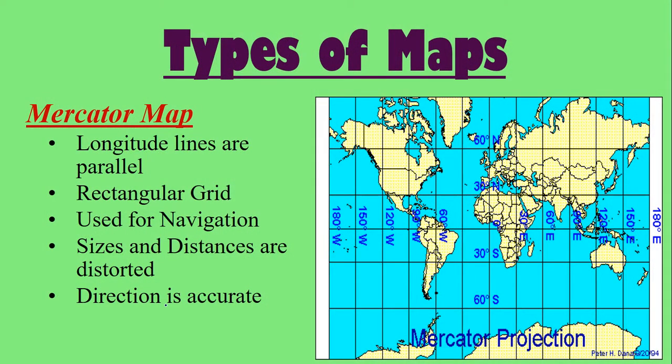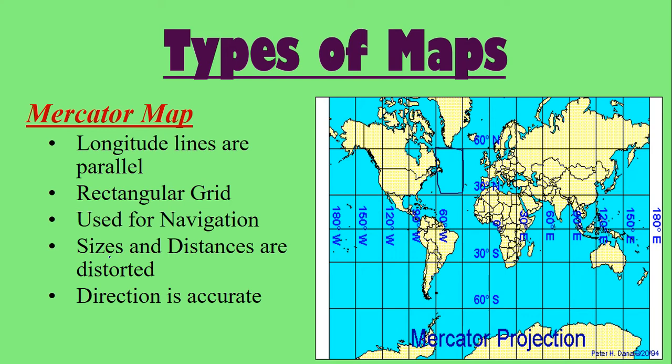There are many different types of maps out there. You have the Mercator Map, which, instead of having the curved longitude lines like you would see on a globe, makes them all parallel with each other, and it makes these rectangular grids. You can see those rectangular grids right here. We use this for navigation because direction is accurate. The problem is sizes and distances are distorted.